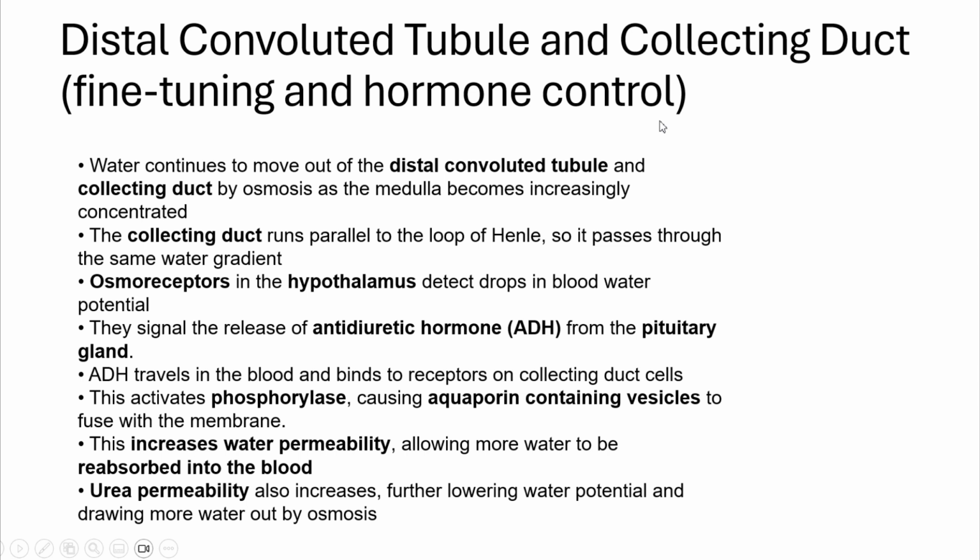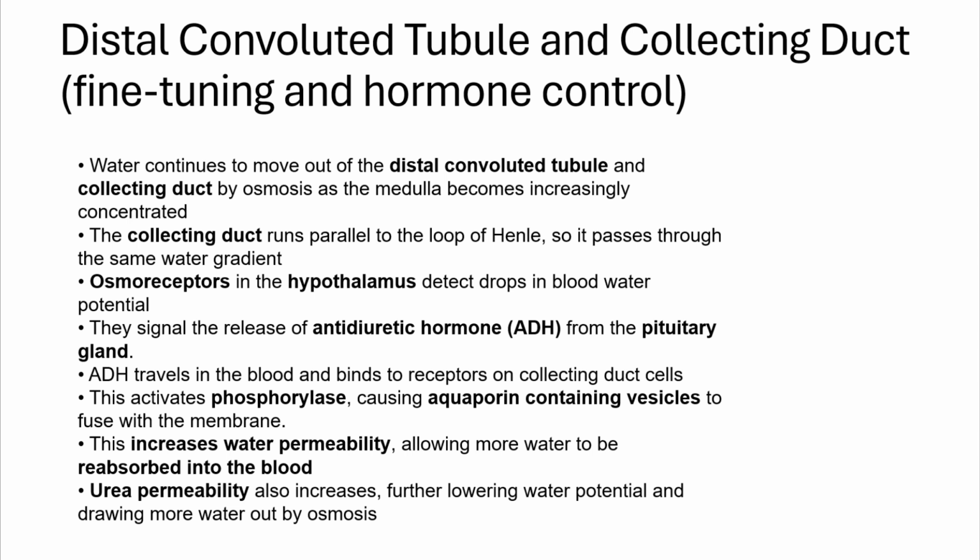There's still the convoluted tubule and the collecting ducts. Now the filtrate has moved all the way to the end, near the collecting duct, and the blood could be a little bit concentrated. It could not have enough water. So water continues to move out of the distal convoluted tubule and collecting duct by osmosis as the medulla becomes increasingly concentrated. The collecting duct runs parallel to the loop of Henle, so it passes through the same water gradient.